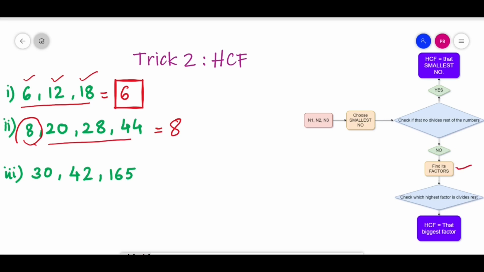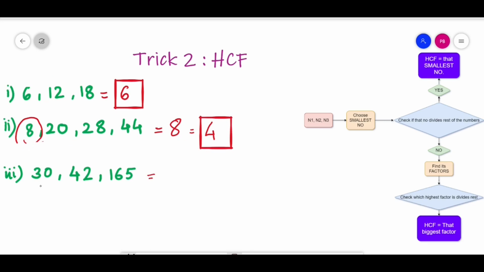In that case, what do we need to do? We need to find out the factors of 8. So again, we have to start with the highest factor first. So highest factor of 8 is 4. Again, check whether all these numbers are completely divided by 4 or not. So 4 2s are 8, 4 5s are 20, 4 7s are 28 and 4 11s are 44. So 4 is our answer.